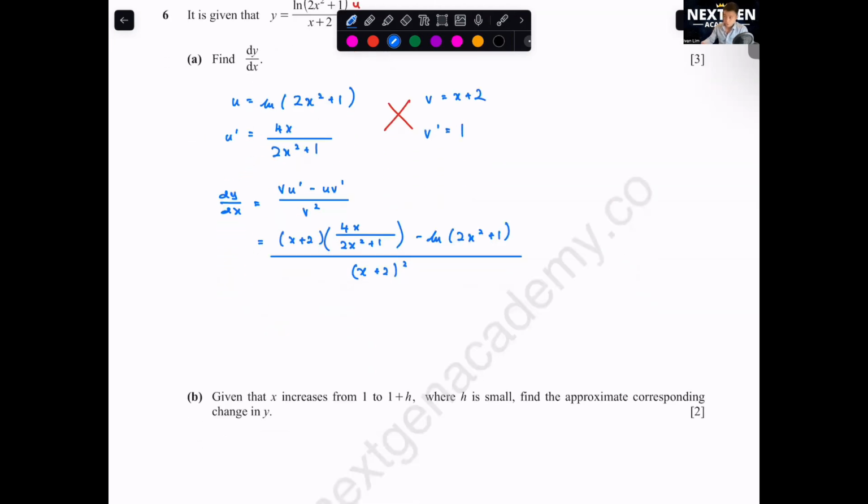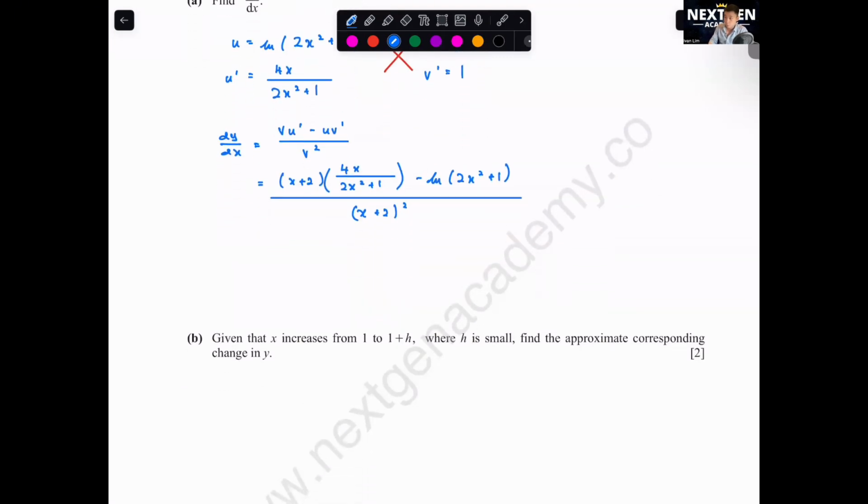Okay, question B. Given that x increases from 1 to 1 plus h, where h is small, find the approximate corresponding change in y. So this is an approximation, small change type of question. What formula do we use? We write down first: delta y over delta x equals dy over dx. We need to be able to categorize what type of question this is.